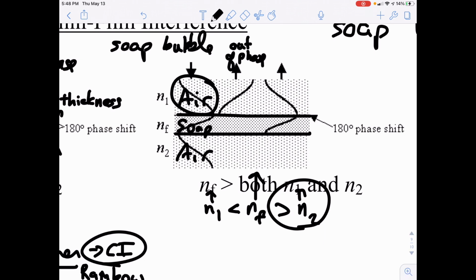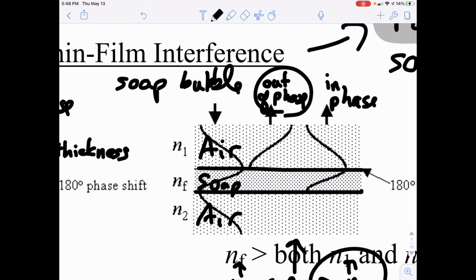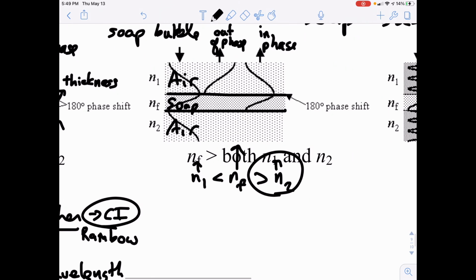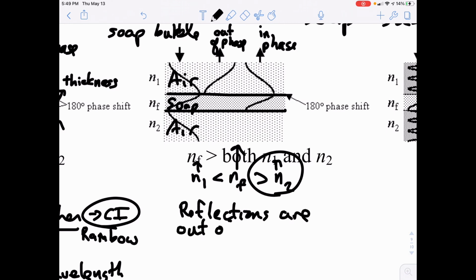So you can see the incident wave that comes in, the reflection off the bottom produces a wave that is completely in phase with the original wave that came in, the incident wave. Which means this is in phase. So when I talk about out of phase and in phase, I'm talking about out of phase with the incident light, in phase with the incident light. Now, how do they compare with each other? Well, if one reflection is out of phase and the other one is in phase, this means the reflections are out of phase with each other.